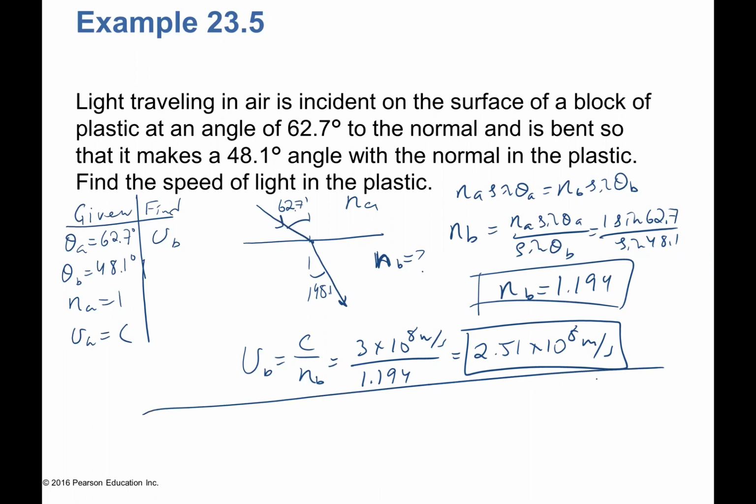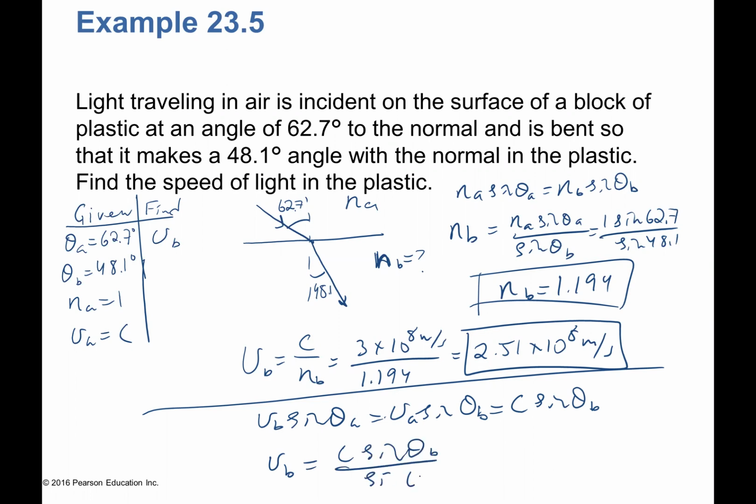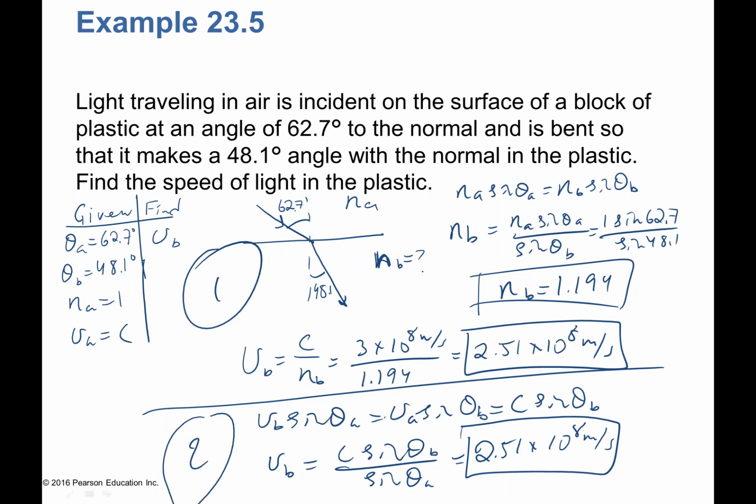Alternatively, we can use the modified equation of Snell's law, remember? So VB sine of theta A equals VA sine of theta B. Remember, I can use this equation because I know VA is C. Then I could have just calculated VB from here, right? C times sine of theta B over sine of theta A, and we would have the same value. So either one is a right approach to solve for this. Maybe the second one is a little bit easier, but sometimes problems ask you for two things. So let's say maybe it asks you to find the index of refraction as well. Then you might as well have gone with the first method. But the second method is equally correct.